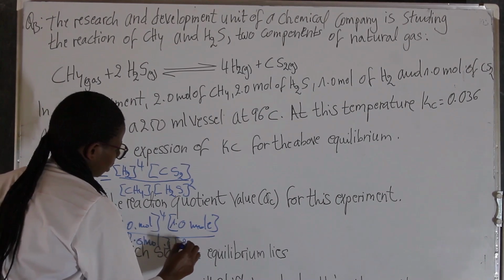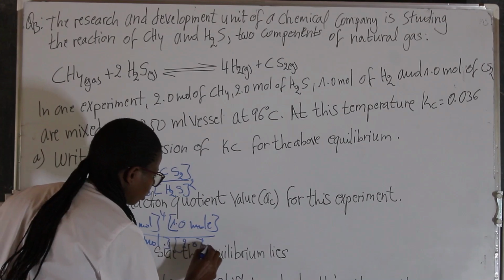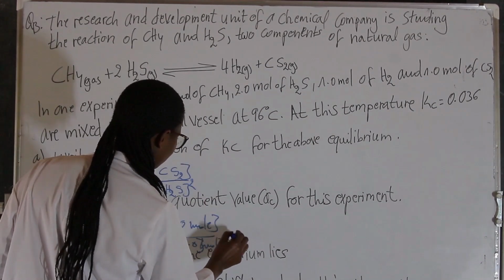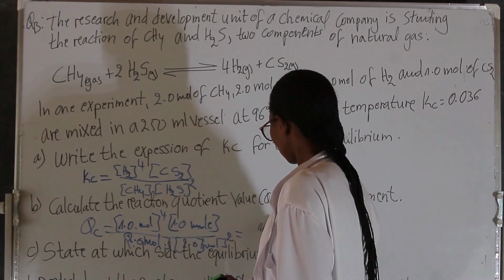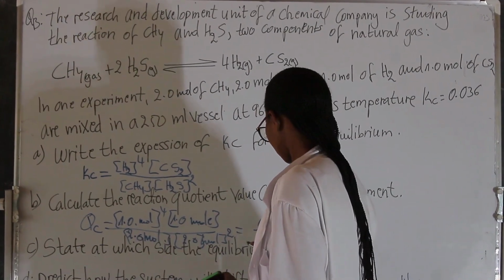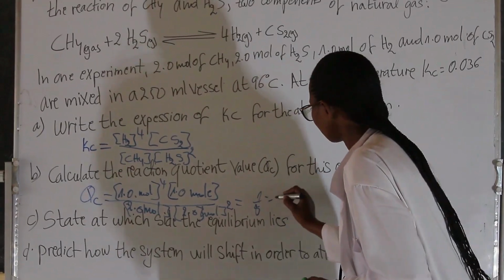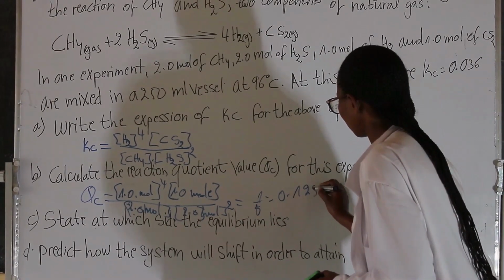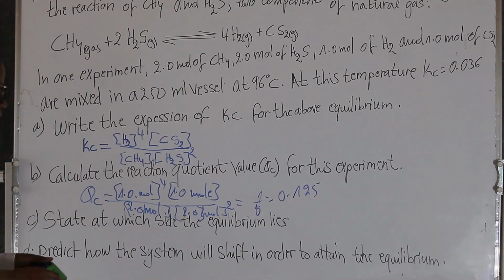Using 2.0, here we have power 2. Qc equals 1 over 8, and 1 over 8 equals 0.125. This is the quotient value of this experiment.